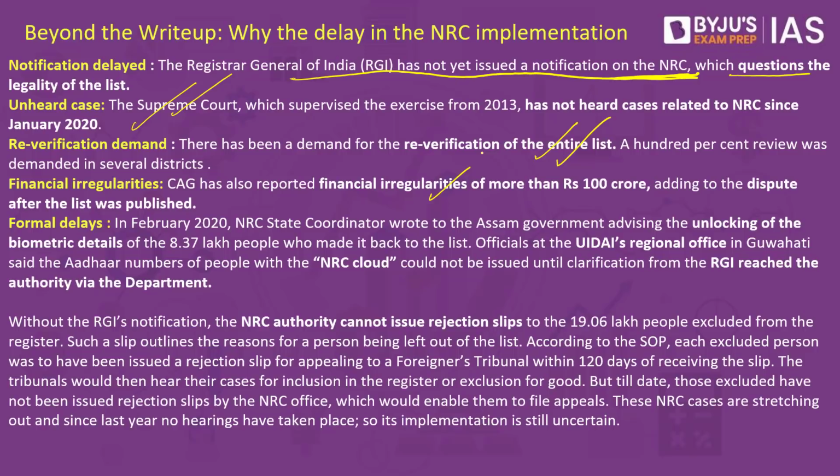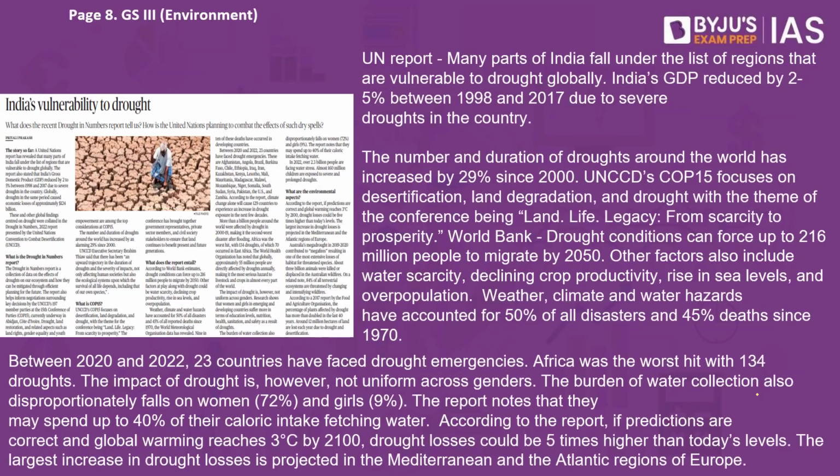Now the problem is, unless the Registrar General of India gives the final official notification of the NRC, the process cannot continue. As per the official process, after this official notification, the NRC authority will give a rejection slip to these people who have been excluded from the register, and then these are the people who will be allowed to appeal in the foreigners tribunal within 120 days of getting this slip. Only after that can the tribunal hear these cases. But now people are not waiting. Whoever's name is not there in the list, they are directly going to the foreigner tribunal and the tribunal is hearing these cases. And that is why there are still question marks over the implementation of the entire NRC exercise.